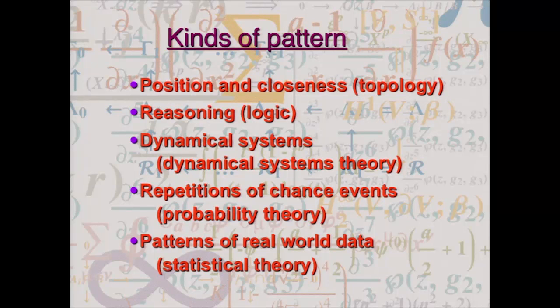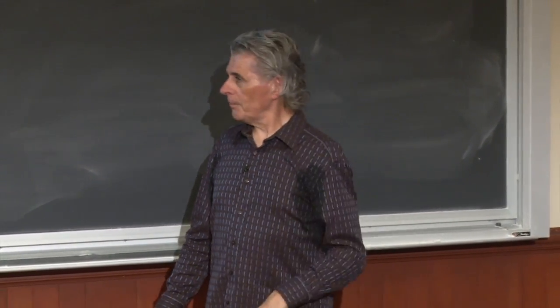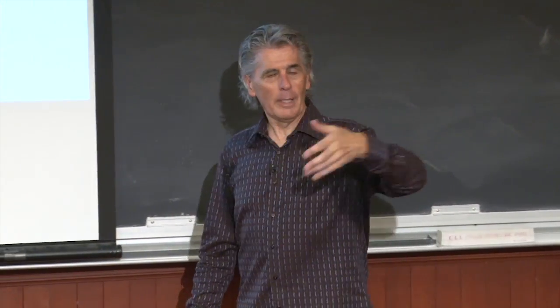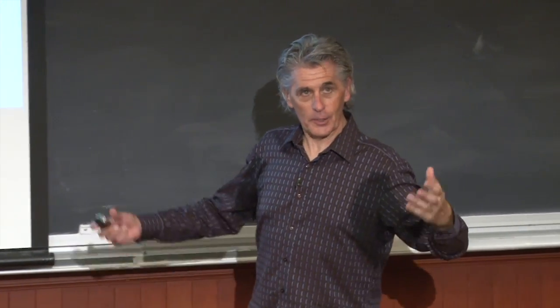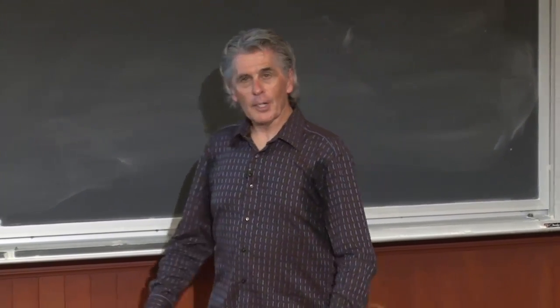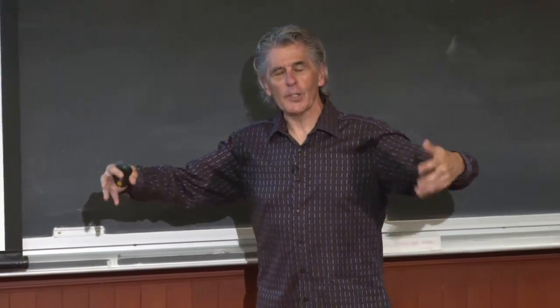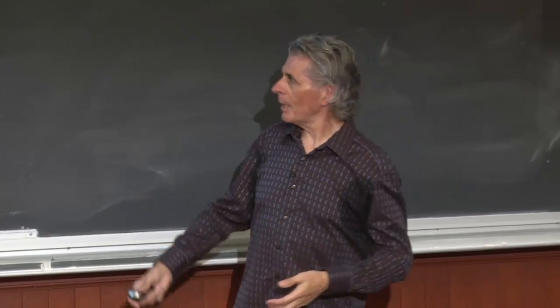17th century, we've got patterns discovered in the repetitions of chance events. We've got probability theory coming along. And patterns of real-world data, we've got statistical theory, the mathematical part of statistics. And there are many, many more. You could keep on enumerating these. These are some of the highlights, some of the more famous ones. So that's a quick survey. I think it's only really by listing these examples that you get a sense of what kinds of patterns are studied in mathematics.